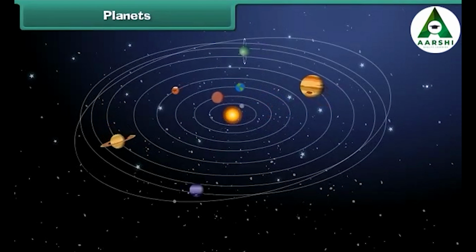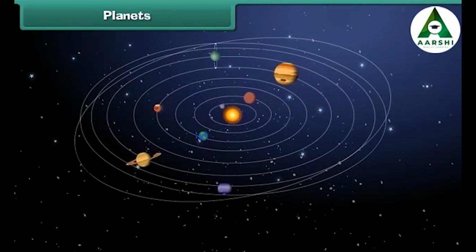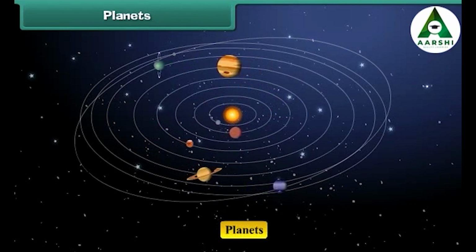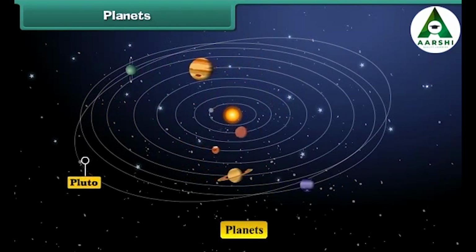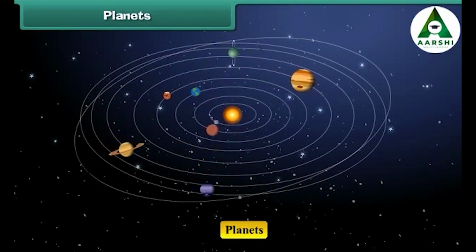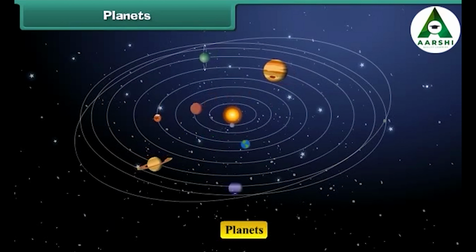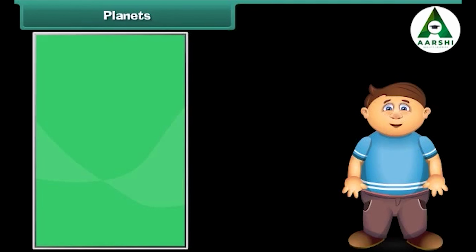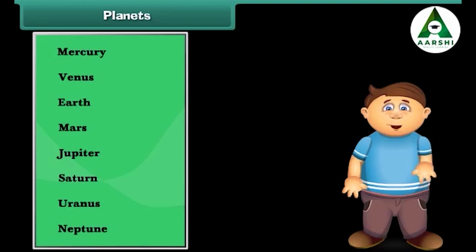So after getting knowledge of stars, now we move on to the next topic, that is planets. Some time ago, Pluto was considered as the 9th planet of our solar system, but according to recent research, it is no more counted as the 9th planet. So there are only 8 planets in our solar system. These are Mercury, Venus, Earth, Mars, Jupiter, Saturn, Uranus, and Neptune.